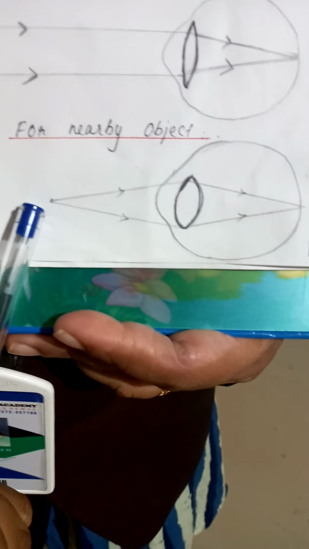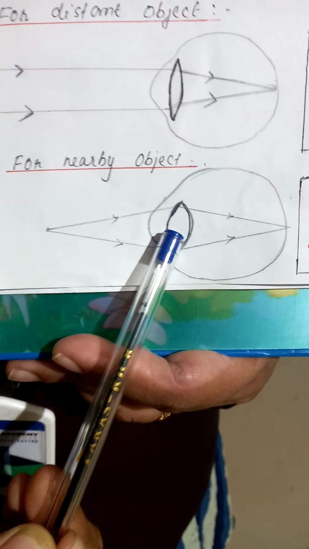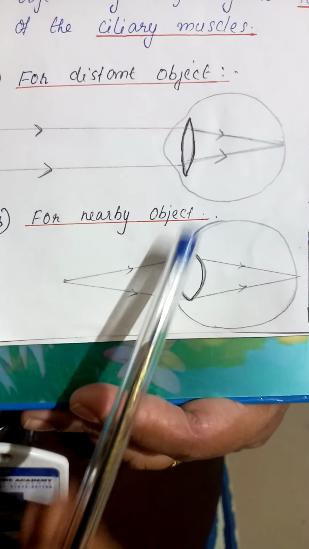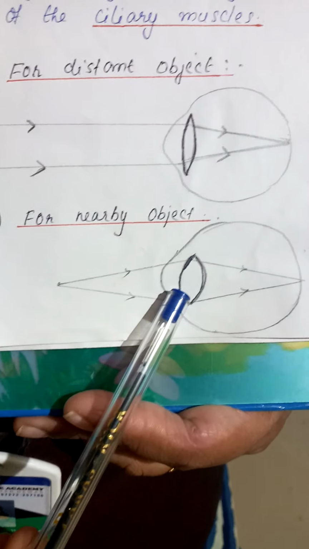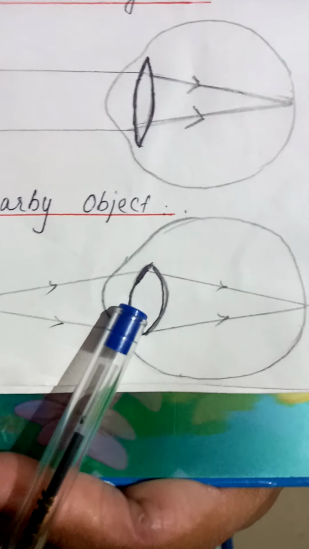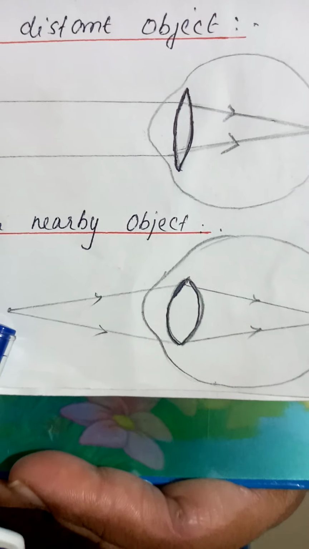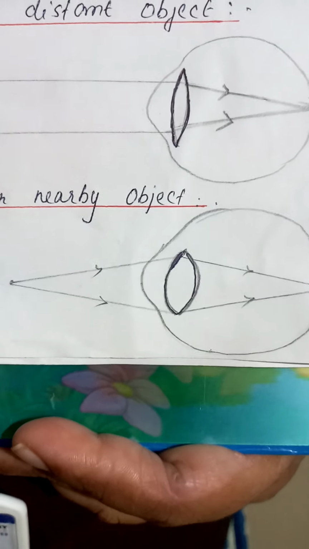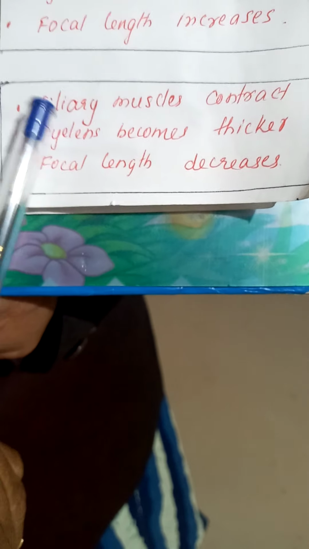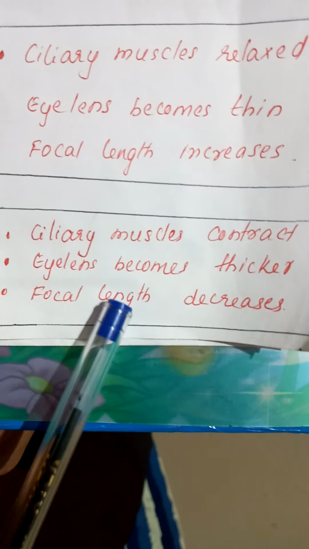Similarly, in order to focus a nearby object, we need an eye lens of small focal length. In such cases, the ciliary muscles contract. That means they push the lens from both sides and the lens becomes thicker. And a thicker eye lens has a small focal length, and it converges the light rays from the nearby object and forms the image on the retina. In short, in order to see a nearby object, the ciliary muscles contract, the eye lens becomes thicker and the focal length decreases.